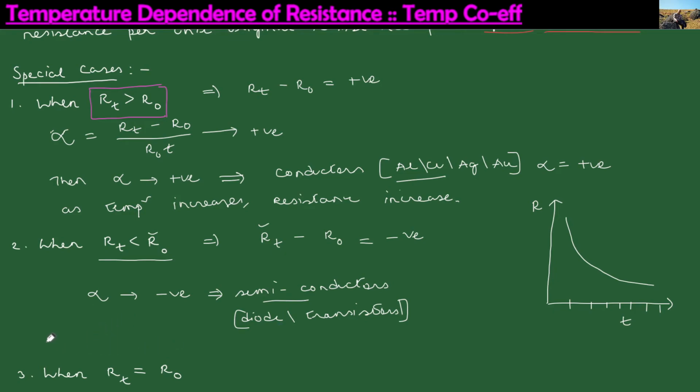That means as the temperature rises, what will happen to the resistance? The resistance will decrease. That is why we recommend using these types of semiconductor devices for most electronic gadgets or electronic construction. So as temperature increases, the resistance will decrease.